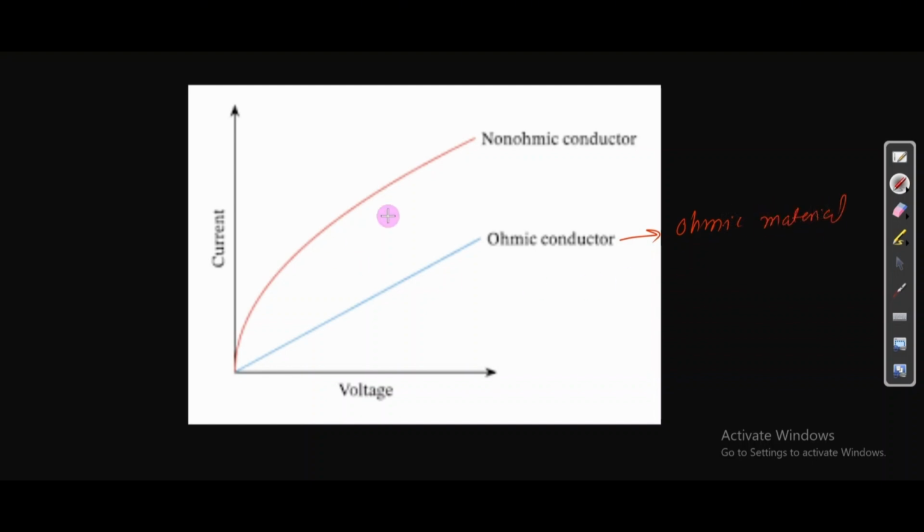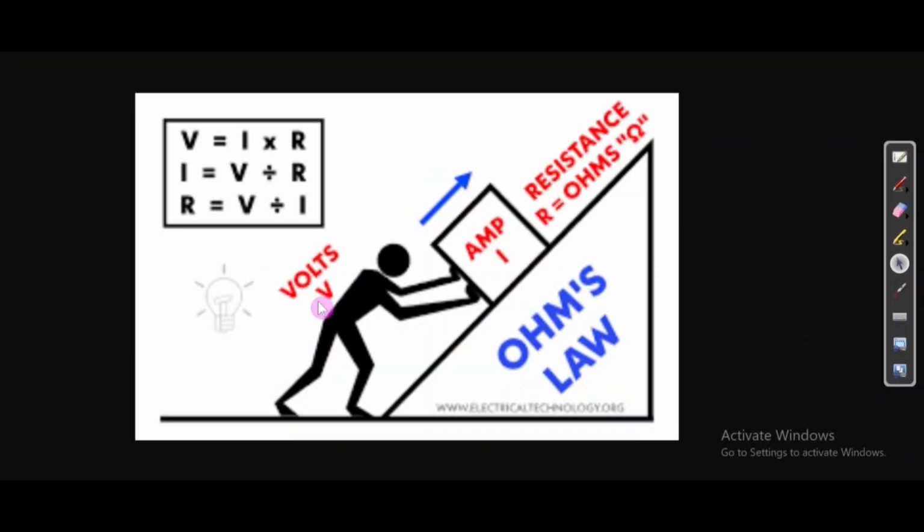And if the relation between the current and voltage is not linear, if it is non-linear, then we call that a non-ohmic material. So there must be a direct relation between the current and voltage for the ohmic material. Therefore the graph of the ohmic material must be a straight line. But if the graph between the current and voltage is not a straight line, then Ohm's law for that material will not hold.